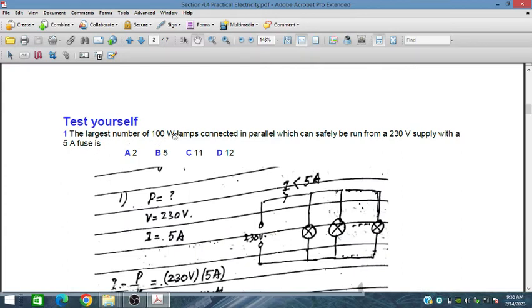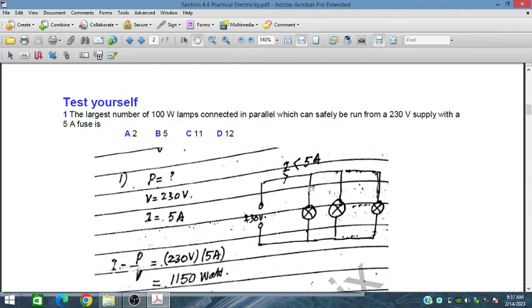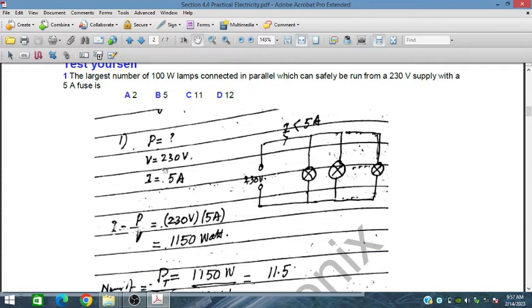What is the largest number of 100 watt bulbs connected in parallel that can safely be run from a 230 volt supply with a 5 ampere fuse? So this is 230 volt, 5 ampere. How many will we be using? So 5 ampere into 230 volt is equal to 1150 watts.